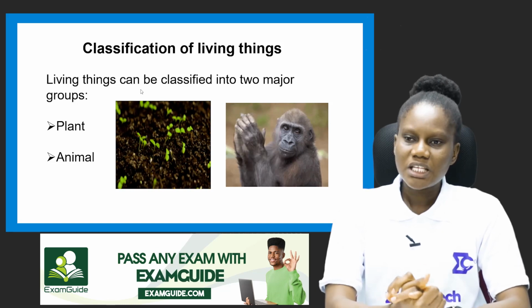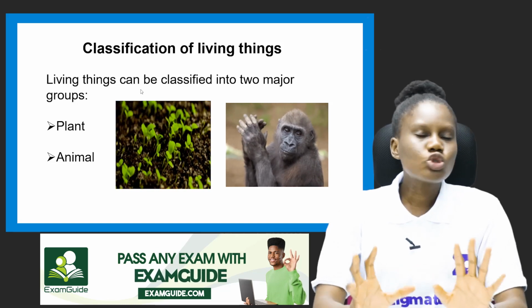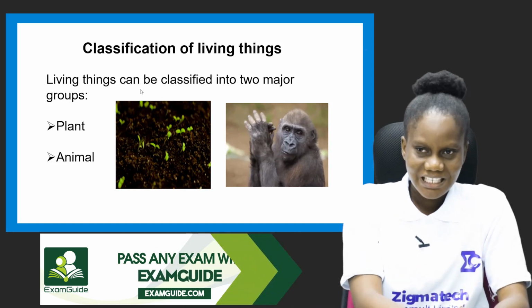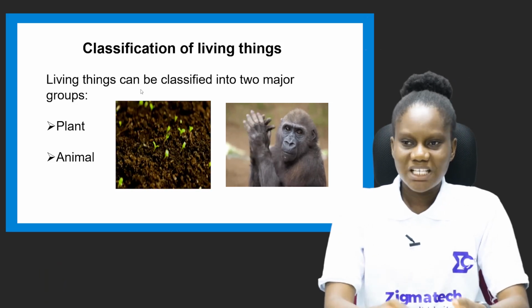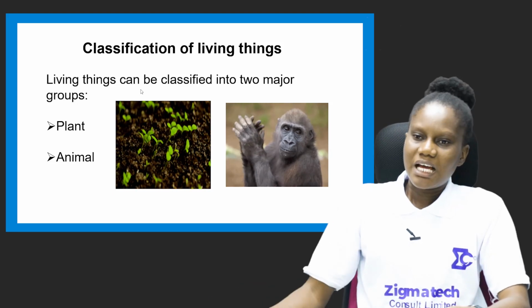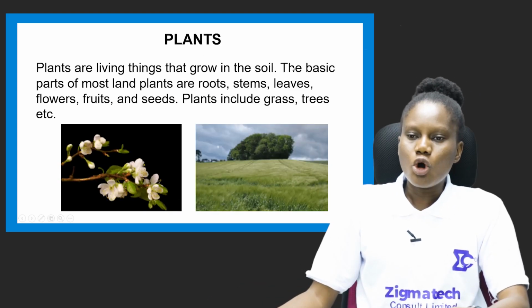Very quickly, we'll go to classification of living things. Living things can be classified into 2 major groups, which are plants and animals. That is the classification of living things: plants and animals.